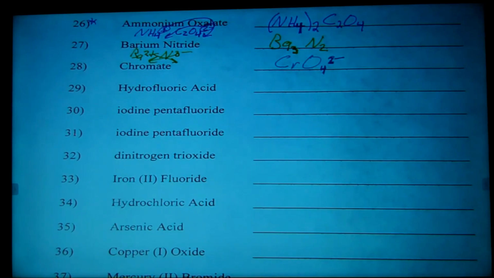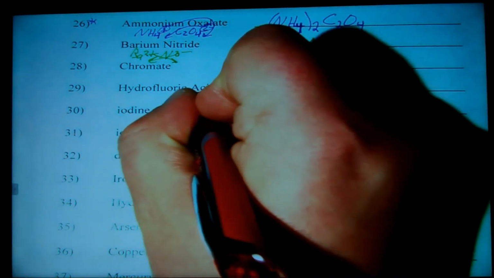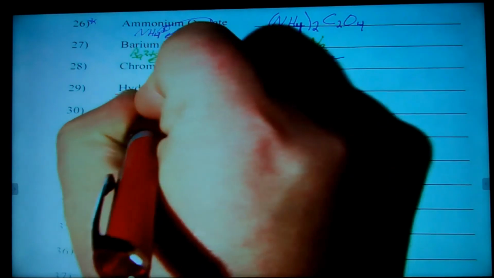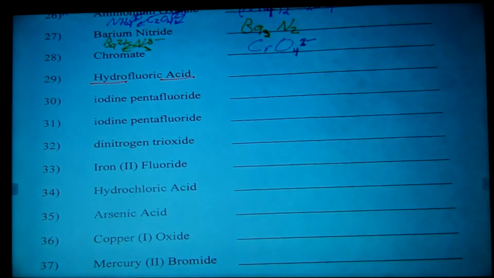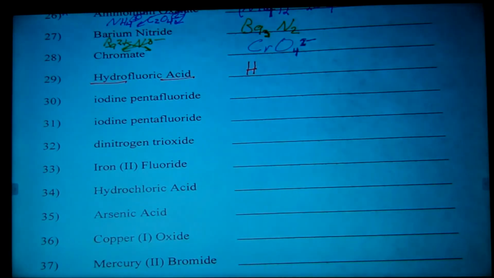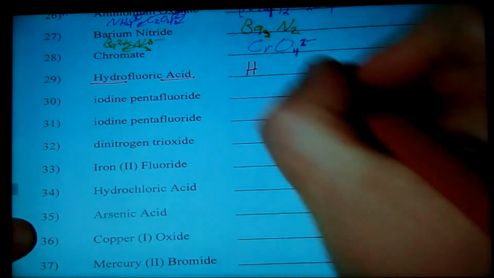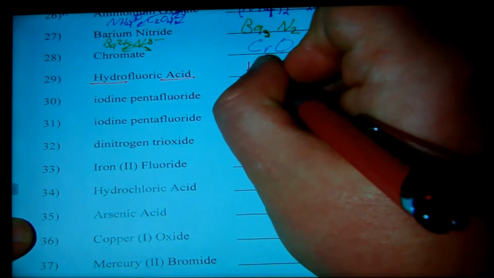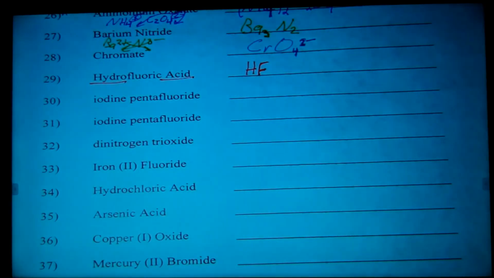Number 29, hydrofluoric acid. Hey, you got an acid. Look at the beginning, we got hydro, which means binary. So first element, hydrogen. Second element, we have to find the root, which fluor comes from fluorine. So F. If you're wondering why I'm only putting one hydrogen there, all those halogens come from the 17th column, which has that -1 charge, which just means I need one hydrogen with them. Okay, so number 30 and 31 are repeats.